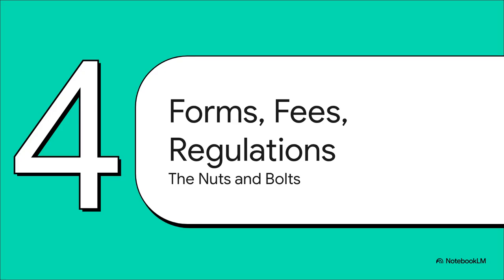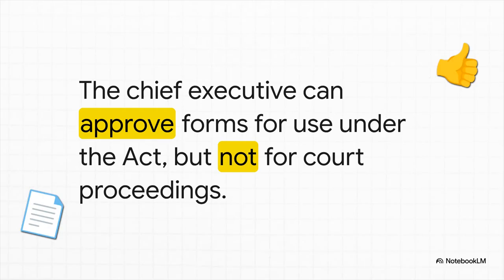All right, finally, let's have a quick look at the administrative machinery that makes all these tools work. These next few sections might not seem exciting, but they are the essential framework, the nuts and bolts, that let the rest of your toolkit actually function. Section 134B is a perfect example of this. It just gives the chief executive the power to approve official forms for stuff like, say, proving the identity of a convicted person. All this does is make sure everything is consistent and efficient. It's worth noting, though, that this power doesn't apply to the forms used in court proceedings themselves.